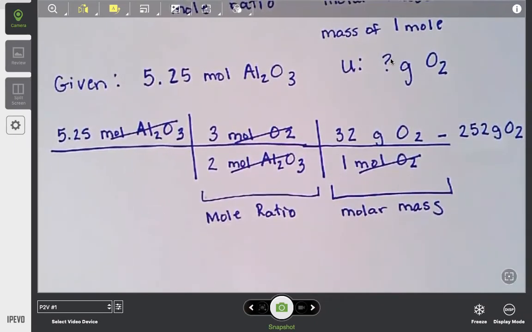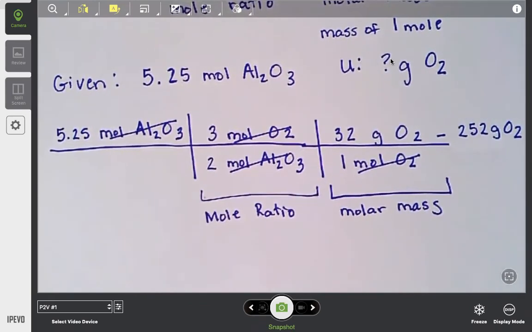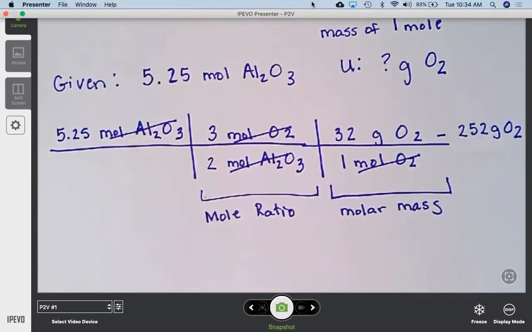Okay. But then the plan for tomorrow is we're going to do mass to mole, mass to mass, and then we're going to introduce liters into the bunch. And then we'll practice those. We'll probably test on Friday over stoichiometry. So make sure you watch the video tomorrow and have any questions prepared for Thursday when you come in.